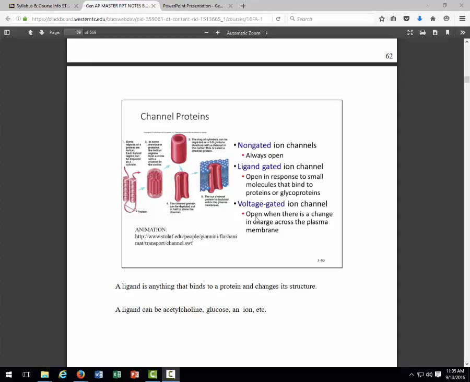But I don't expect you to understand that right now. All you need to know for right now is there are two general types of channels. There's non-gated, where things can freely flow through depending on the concentration on either side of the membrane. And then gated channels that can be either ligand gated, meaning a chemical has to bind, or voltage gated, meaning there has to be some voltage change on either side of the membrane that triggers them to open and close.